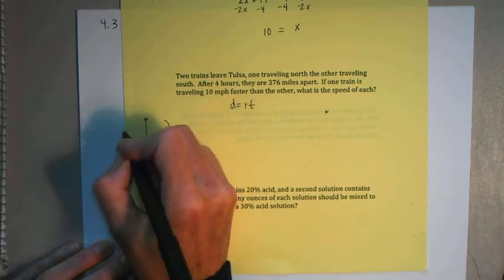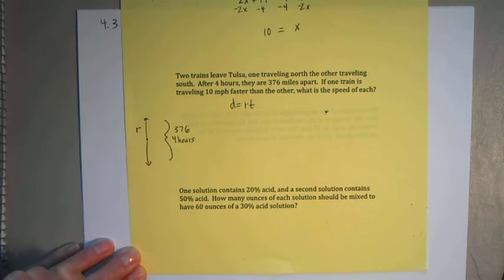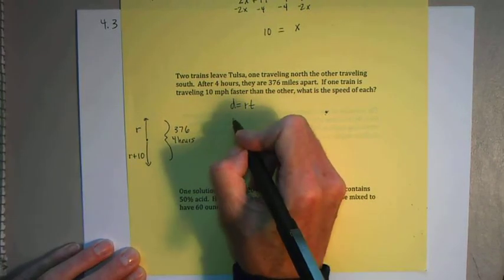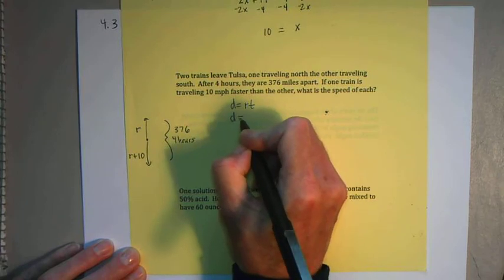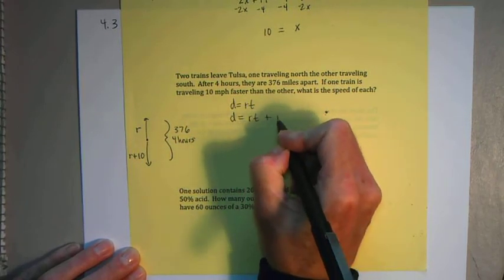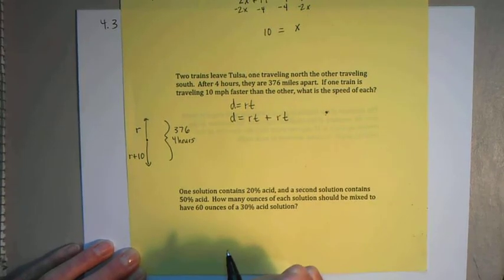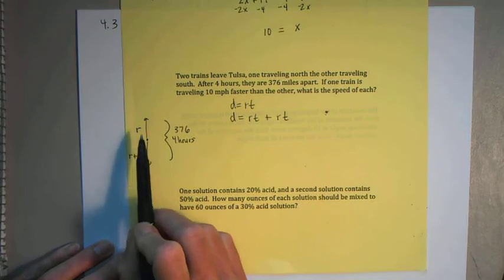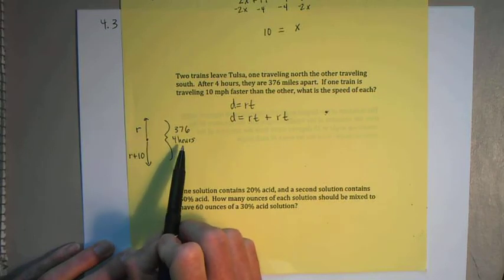So let's say I have no idea what this rate is. I don't know how fast he's going. But I know this one is going 10 miles per hour faster. I'm going to say I have the rate and the time of one train plus the rate and the time of the second train. And one thing I know is different is the rate. But the time is the same. The time is 4 hours. They both are driving for 4 hours.